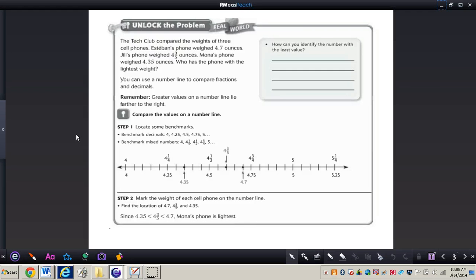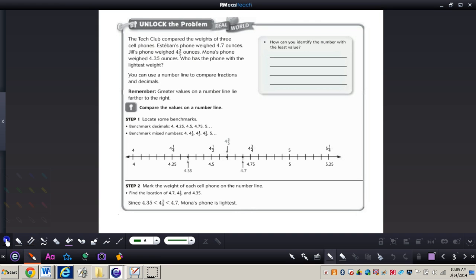You can use a number line to compare fractions and decimals. Now, a couple things that you do need to remember. Greater values on a number line lie farther to the right. We can even say lesser values on a number line lie farther to the left. Okay, so you can see this number line is starting at 4, and as we go to the right, the numbers do increase: 4 1/4, 4 1/2, 4 3/4, 5, 5 1/4, and so on. Okay, so it's important to understand just how a number line is set up, and many of you know that already. It's just good to think through it that way.